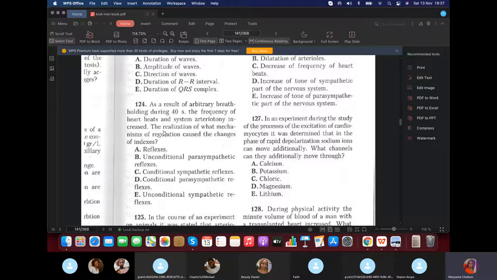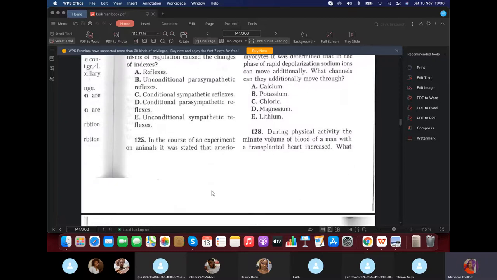When you hold your breath, there's an increase of carbon dioxide in the blood. And as we move further, you see that carbon dioxide irritates your chemoreceptors and it will cause some response, which we'll cover as we move forward. Yes. Because it has a direct response on the body itself, you have to choose unconditioned sympathetic. Okay, good. Let's move on.